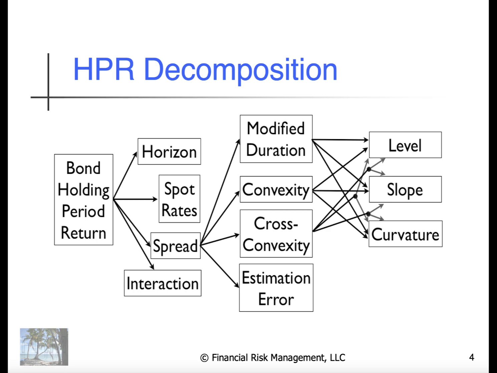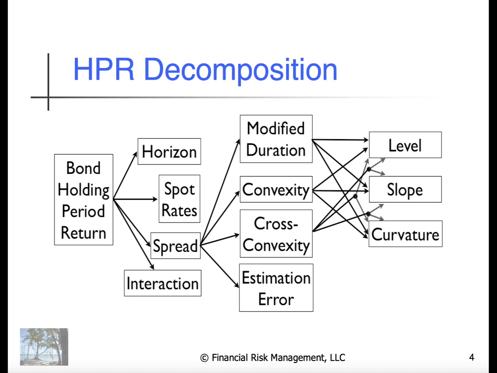So the key figure in this particular module is the fact that we can take a bond holding period return, decompose it into horizon, spot rate, spread, and interaction. In this particular module, we're focused on the spread, which is a spread over the spot rate. And we'll be looking at decomposing it in a variety of different components.